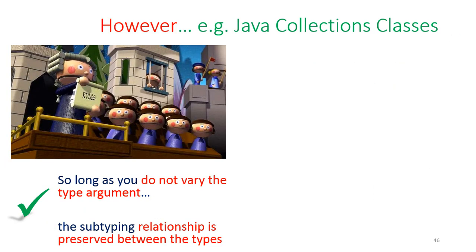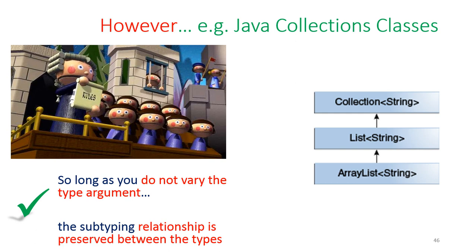So let's look at Java collection classes, because what the previous slide suggests is that as soon as you have a generic data type like box of something, then you cannot have any relation whatsoever between two different generic data types. And it's not entirely true, okay? As long as you do not vary the type argument between two generic data types, then you can have the inheritance relationship preserved. So let's look at an example here on the right hand of the slide.